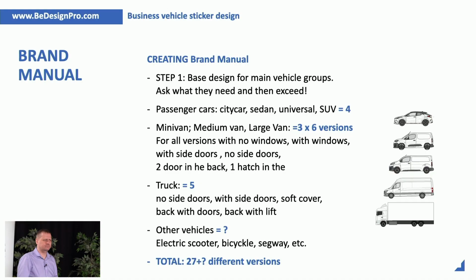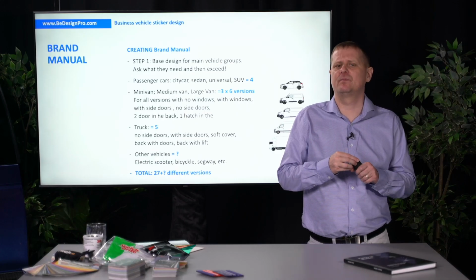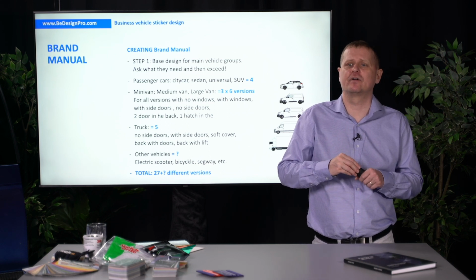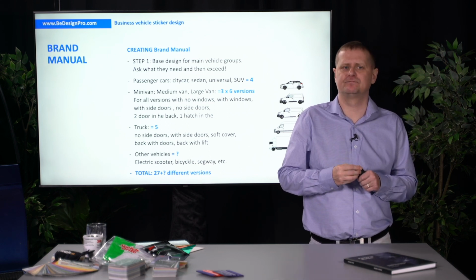For example, instead of those couple of car versions, please create a passenger car, which includes city car, sedan, universal and SUV. Also minivan, medium van and large van. For all those versions, make a no window version, with window version, with side doors, no side doors, 2 doors in the back and a hatch in the back. You never know what type of car your client will buy in the future.